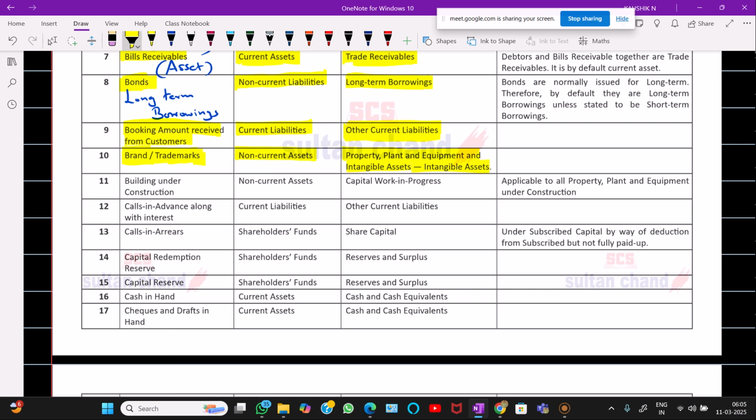No, sir. Okay, moving on to the next item. Building under construction. So what they said, building under construction. What does building mean? Whether it is an asset or liability. Building is an asset. It is an asset. What type of asset are they? Fixed assets or current assets?